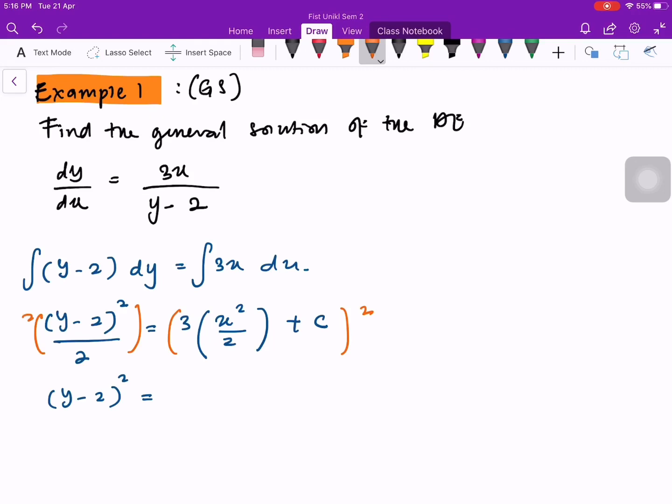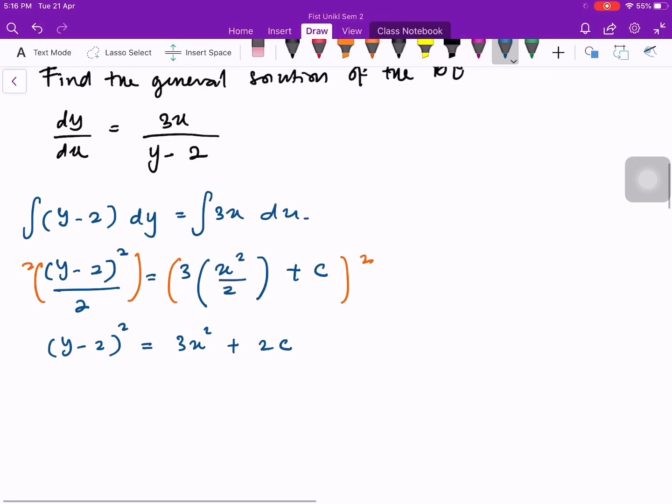Okay, saya darabkan dengan 2. Okay, so saya akan dapat (y minus 2) squared equals to 3x squared plus 2c. Okay, then after that we're going to simplify y in terms of x. So saya akan dapat y equals to the square root of 3x squared plus 2c, okay, punca kuasa, and then plus 2.